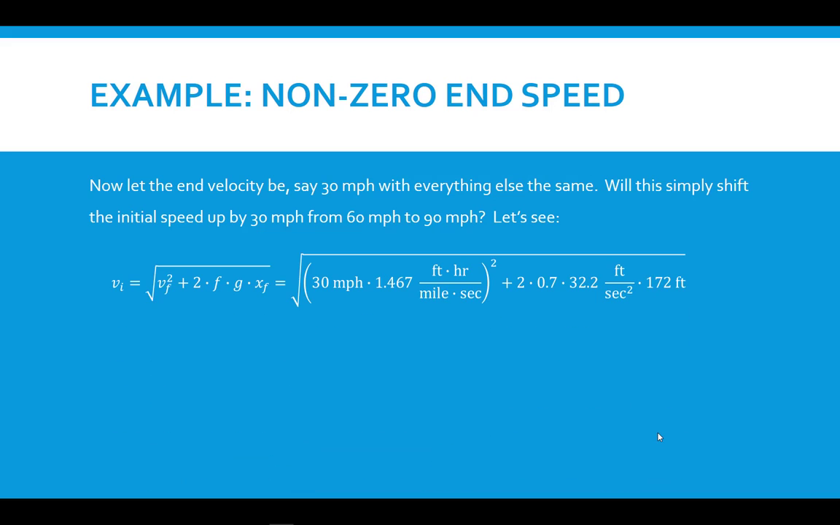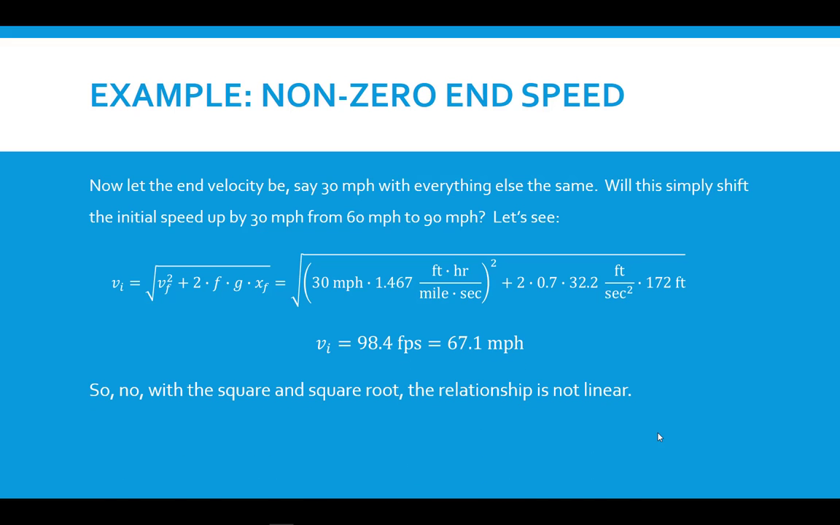We solved this, but this time we have not eliminated our final velocity. We've put it in as 30 miles per hour. Notice that it's converted to feet per second. And then we also have in here the energy lost during the skid in the formula that we previously worked out. And voila, we wind up with a speed of 67.1 miles per hour. So no, an end speed of 30 miles per hour does not mean that we started with an initial speed of 90 miles per hour.